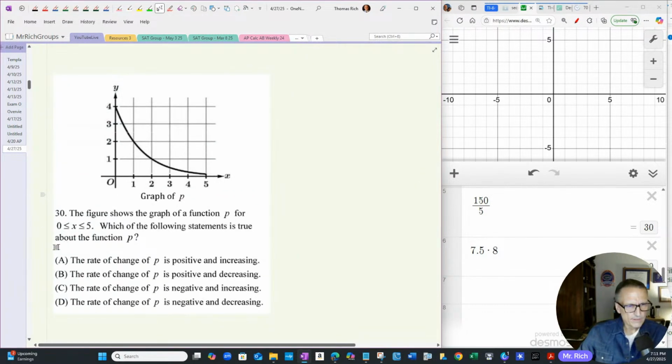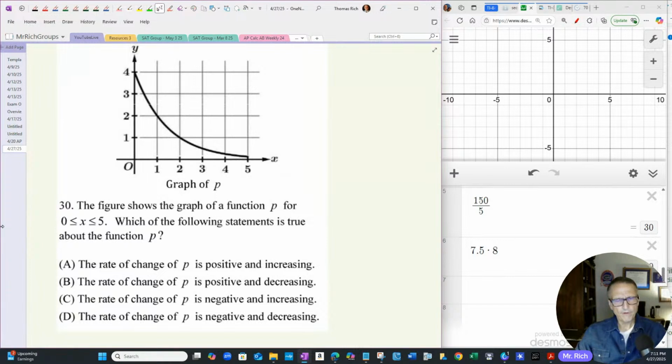This says the figure here shows the graph of a function p between 0 and 5. Which of the following statements is true about the function p? Well, it wants to know about the rate of change of p and whether it is positive or negative. Well, the rate of change, right?